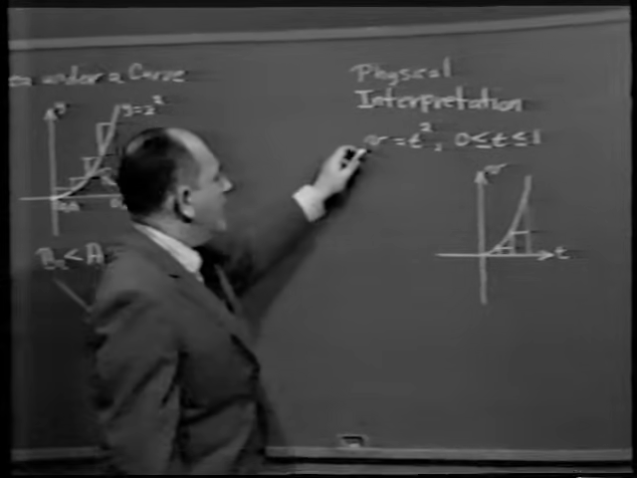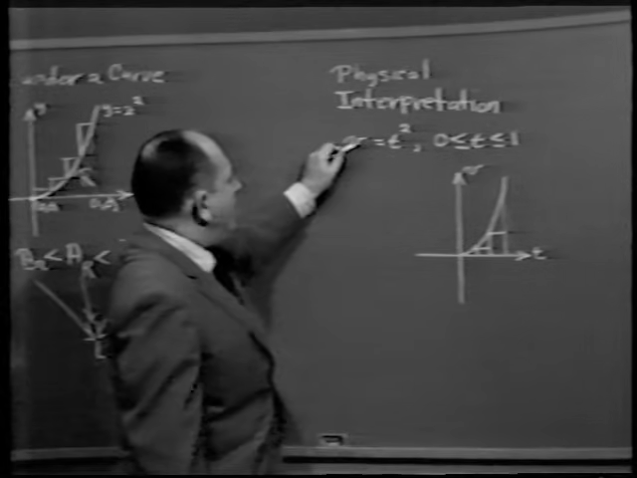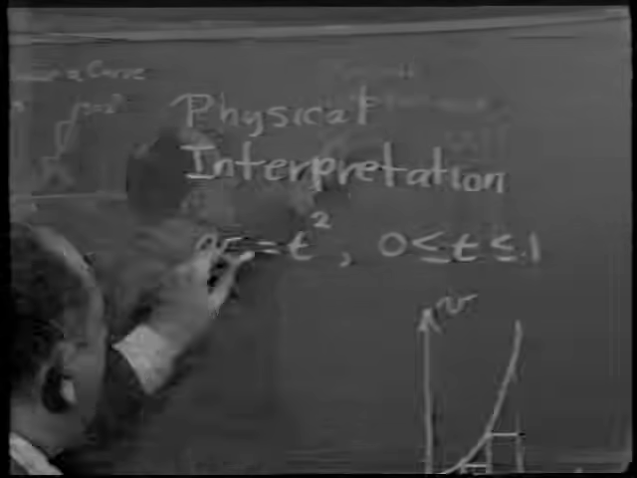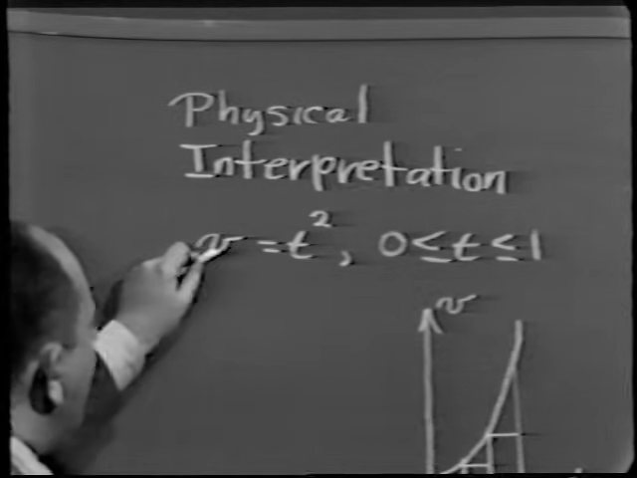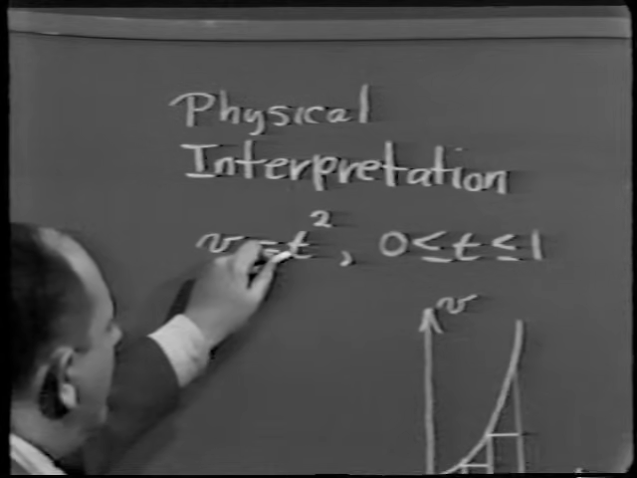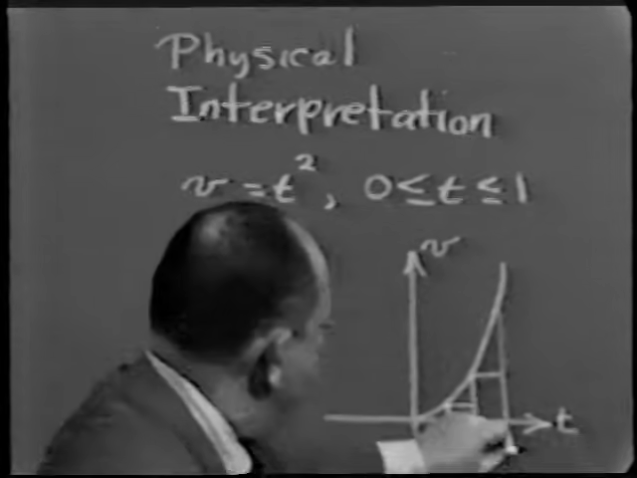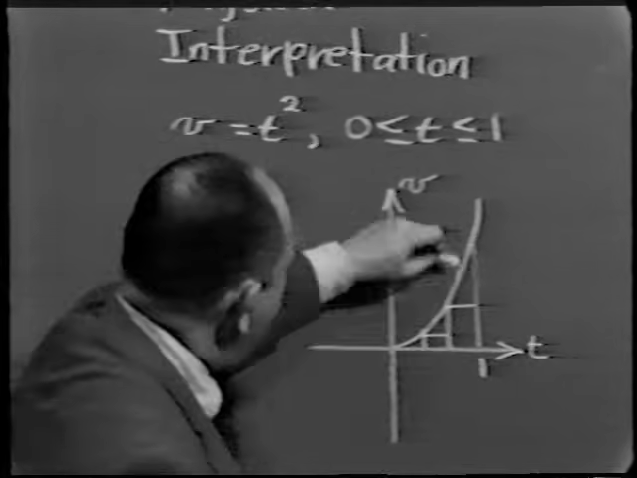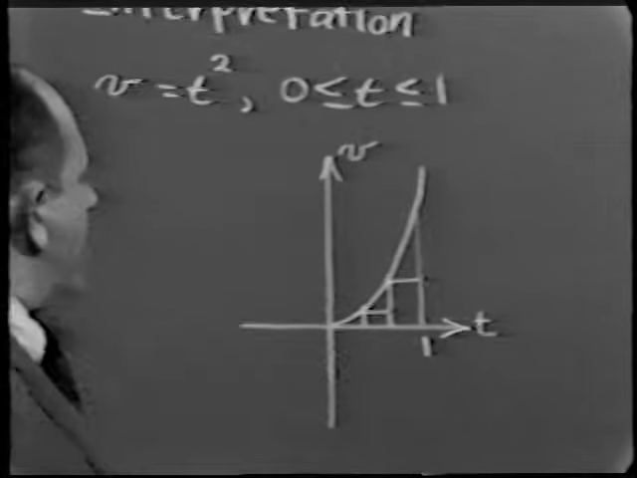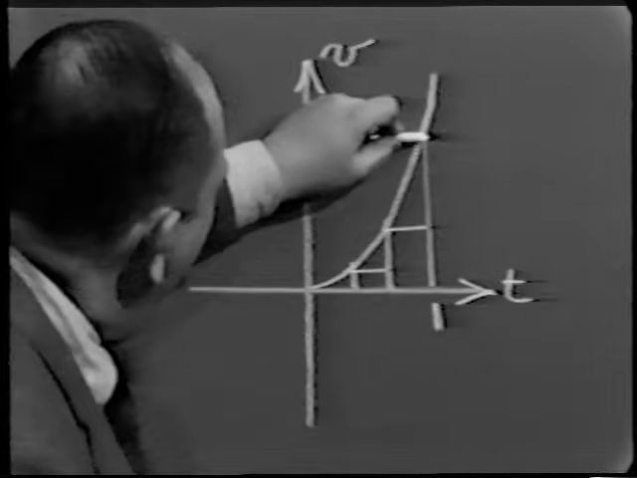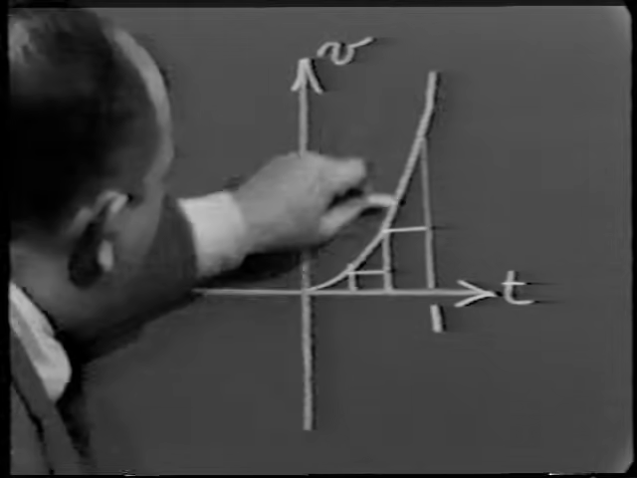Consider the same problem, only now instead of talking about y equals x squared, let's talk about v, the velocity, equaling the square of the time, and say that the time goes from 0 to 1. In other words, if we plot v versus t, we get a picture like this. And the question that comes up is, what do we mean by the area under the curve here?